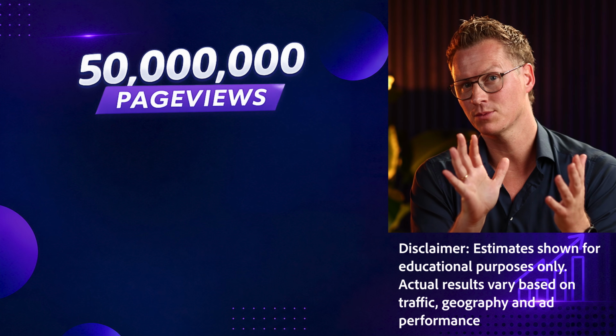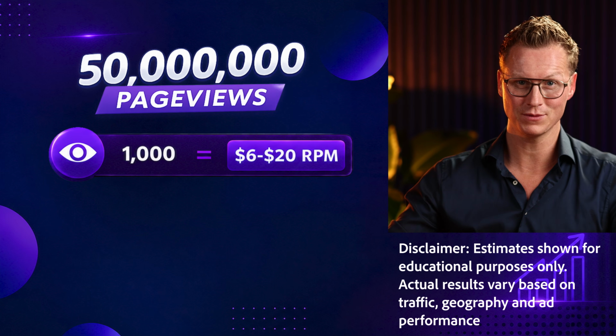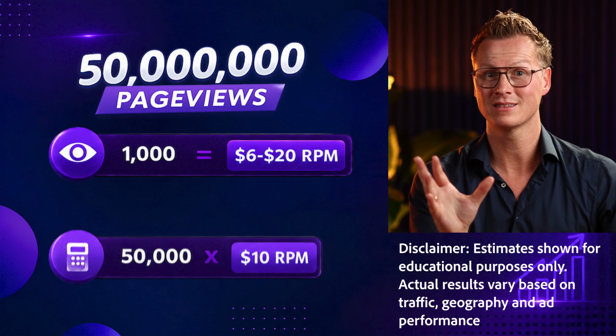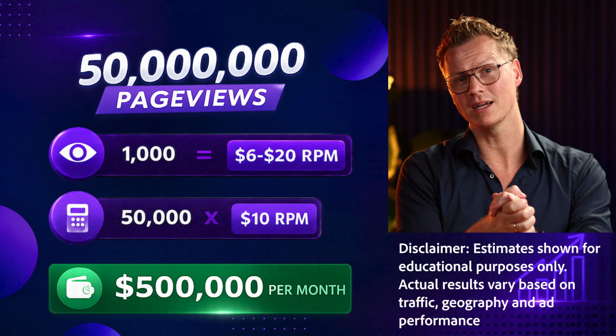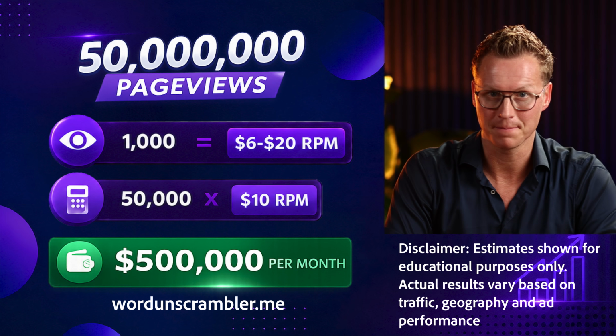Let's say the RPM is between $6 and $20. Let's say it's 10. You have 50 million page views divided by 1,000 times $10. Then theoretically, this could be the monthly revenue of wordunscrambler.me. And again, I want to state that these numbers are for educational purpose only. You're not guaranteed to make this amount of money when you're going to do this project.